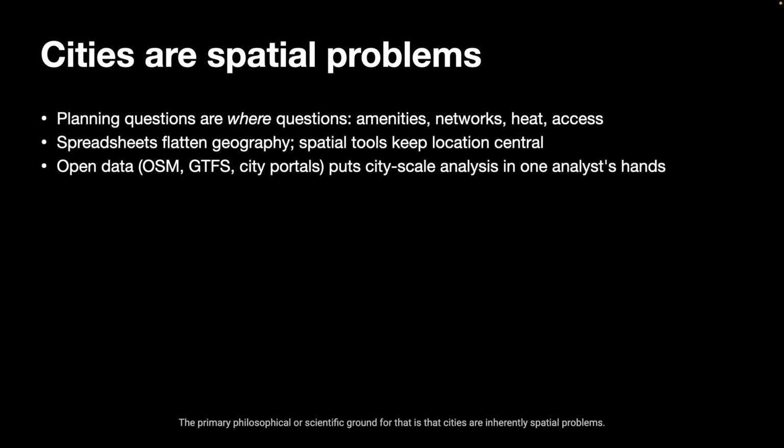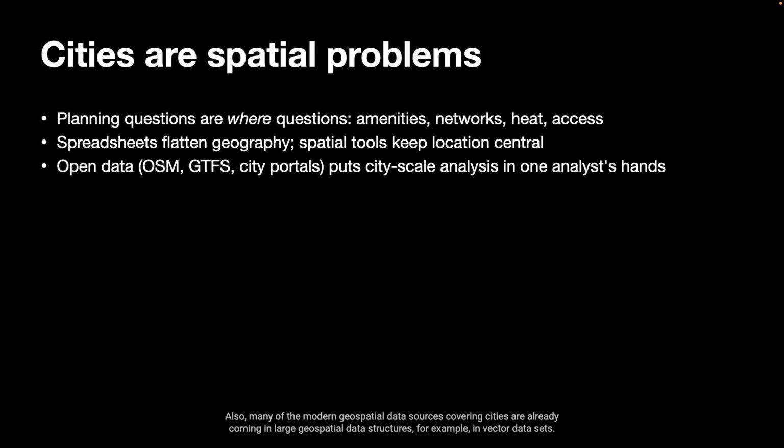The primary philosophical or scientific ground for that is that cities are inherently spatial problems. Everything in a city comes down to the question of where. Where is something happening? What are the things in the neighborhood? And the thing is that regular spreadsheet data would flatten the geography. That's why we definitely need spatial tools to account for the locational nature of urban settings.